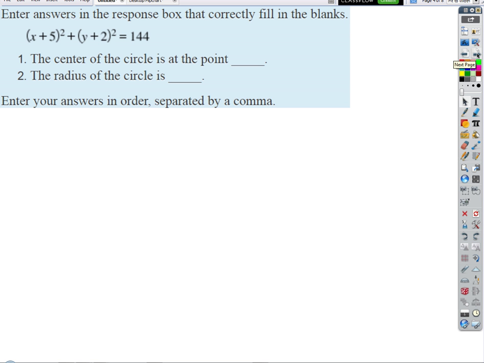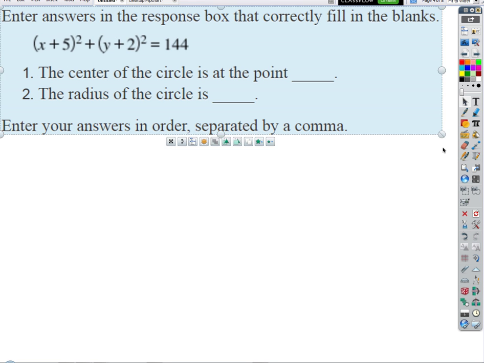Okay, so what about this one? They give us the standard form equation of a circle. This is pretty simple, right? They're giving us standard form, and we have to just inspect that equation to find the parameters of the circle. So what's going to be the center point here, Everett? H and K. What's the value of H? 5.